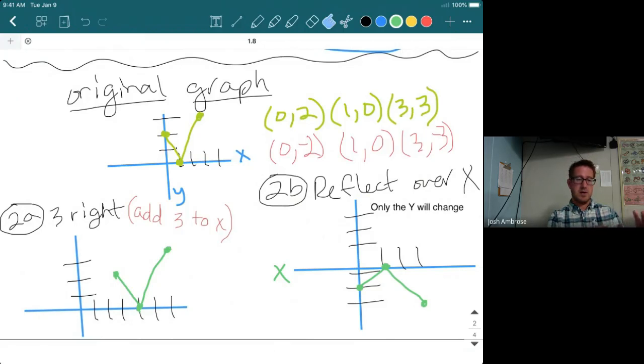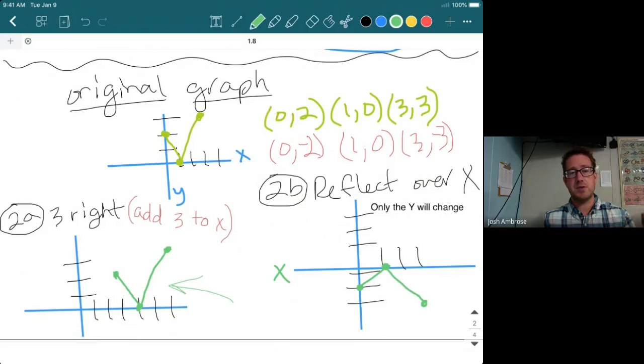So you can even look now at the graph. Okay, what we're doing is we're talking about this graph right here. That's for 2a. Everything shifts to the right 3 times. Okay, the y values don't change. Don't go up, don't go down. Just shift everything to the right 3 times.